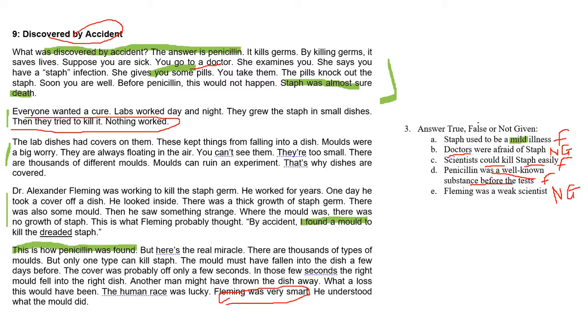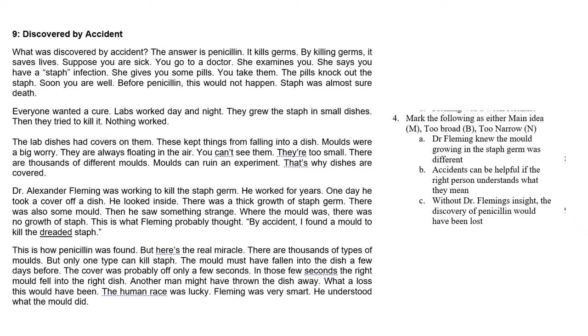Question 3 is 5 marks. 1 mark for each correct answer. False, not given, false, false, not given. Question 4 is going to be 3 marks. 1 for each correct answer.